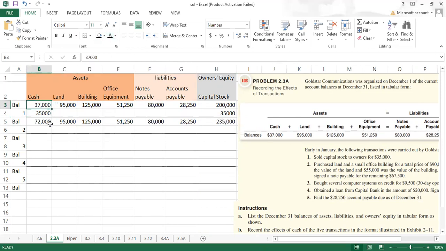37,000 plus 35,000 gives you 72,000. In the remaining accounts, there was no transaction, so the same balances will be brought forward. And capital stock has increased from 200,000 to 235,000.